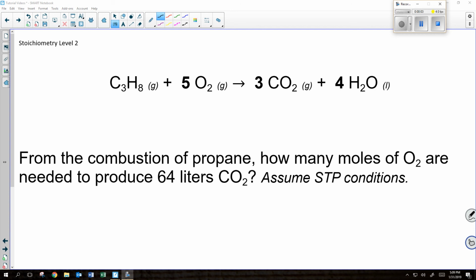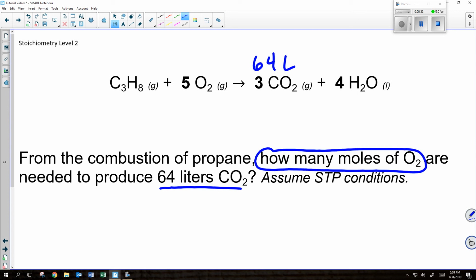This problem is going to show you how to solve a stoichiometry level 2 question where we are solving for moles of one substance when given liters of another substance. So starting with my balanced equation, I want to write my given value, which is 64 liters of CO2, over my CO2 in the balanced chemical equation, 64 liters. Then I want to write my unknown, which is how many moles of O2, as X moles over my O2.